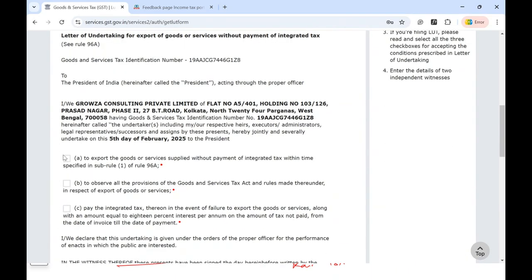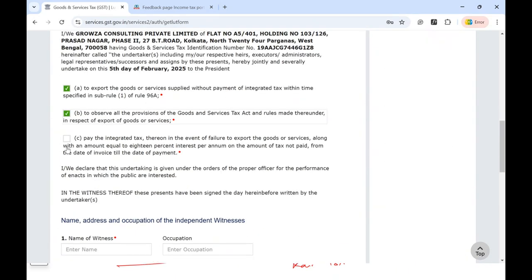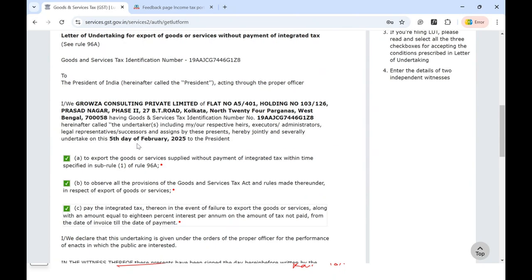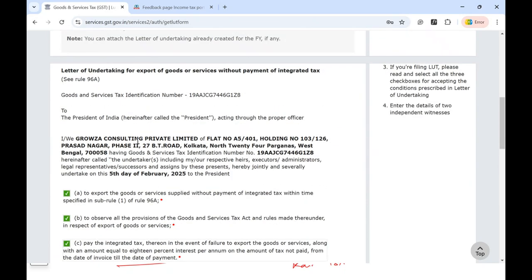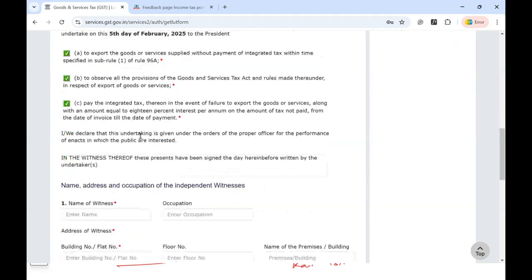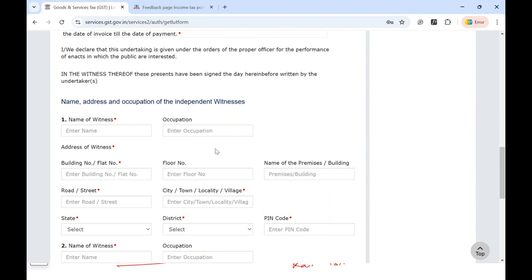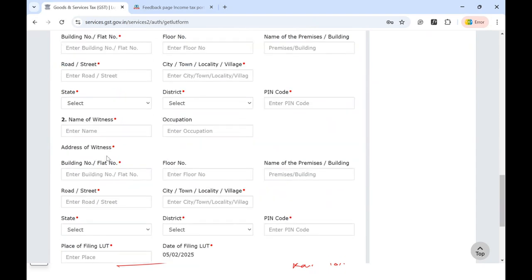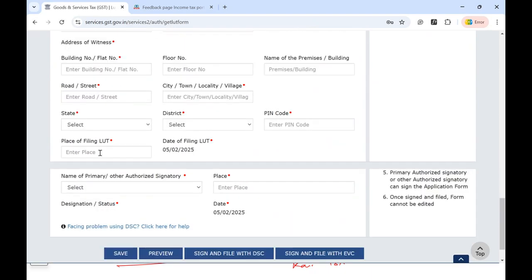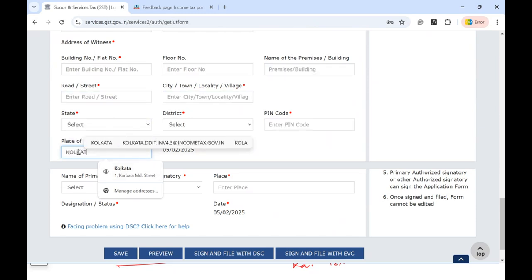Then we need to click over here. This is an undertaking with the government, with the President of India. Then we need to provide information of the witness, that is the name of the witness, his occupation and address. This information is required, and the place. Suppose it is Kolkata, place of filing LUT. My place is Kolkata.